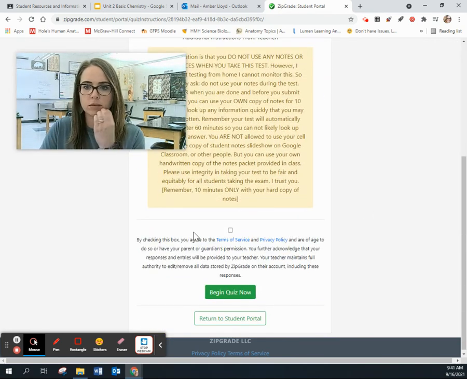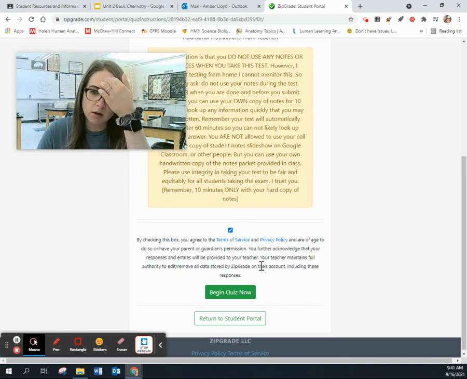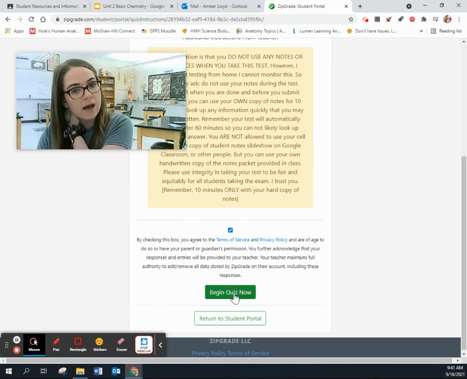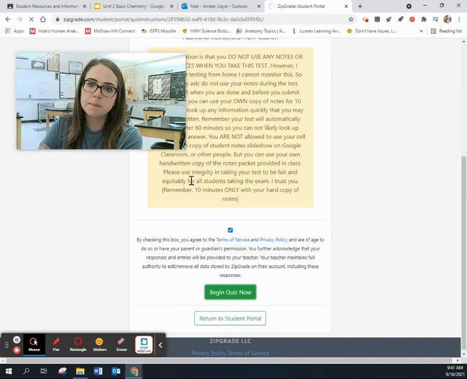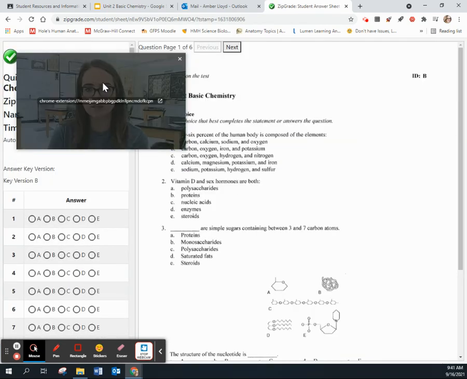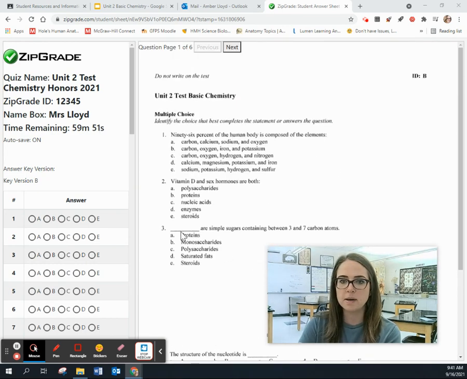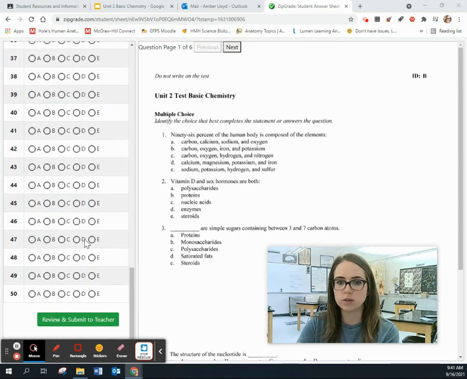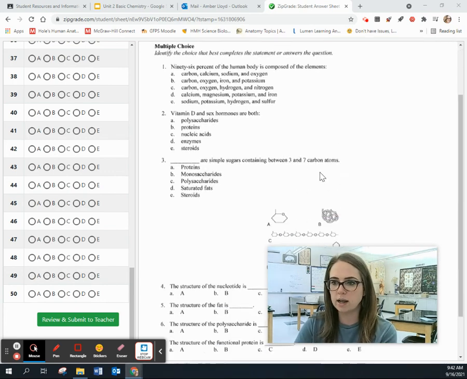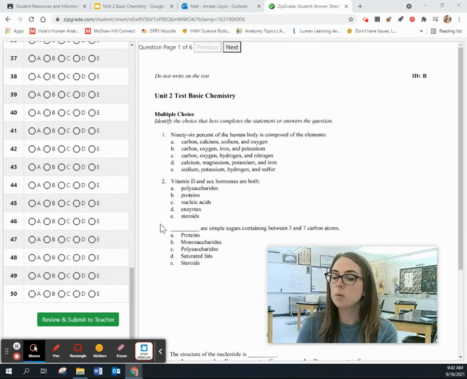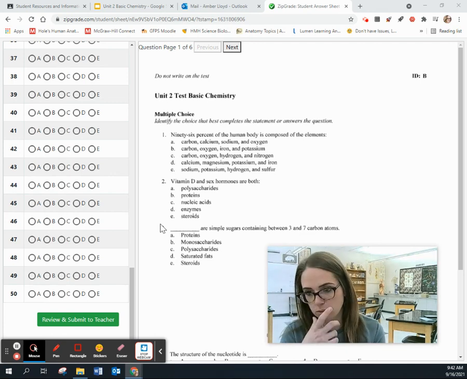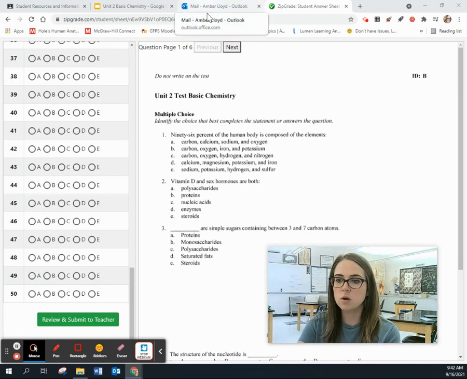Additional instructions from your teacher. You agree to the terms of service, that you're of age. You all are. When you click begin quiz, this is when your time starts. What you will see is a PDF of the test that you'll scroll through. It's 6 pages. This would be like turning the page, and then this is your answer sheet that you would click. You'll only answer 49 questions. Number 50 is a short answer question that you'll reply to the email I sent you with your answer. And you can submit once you're all said and done.